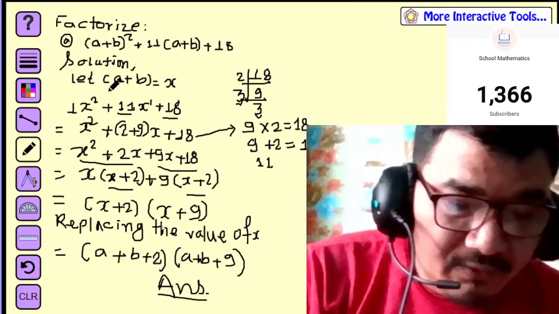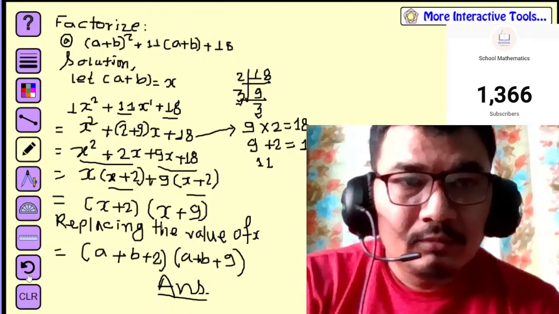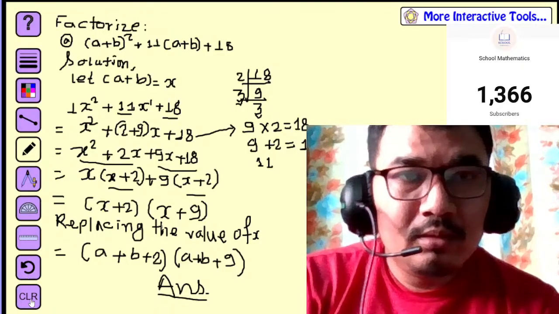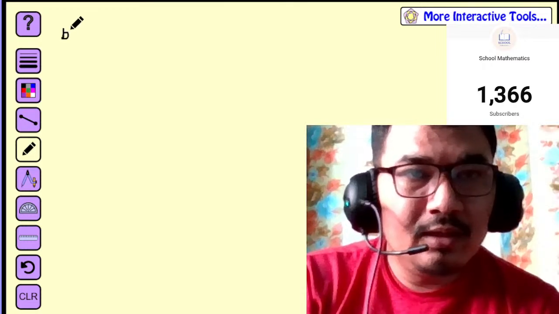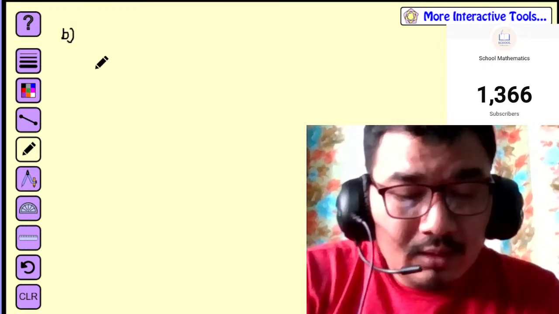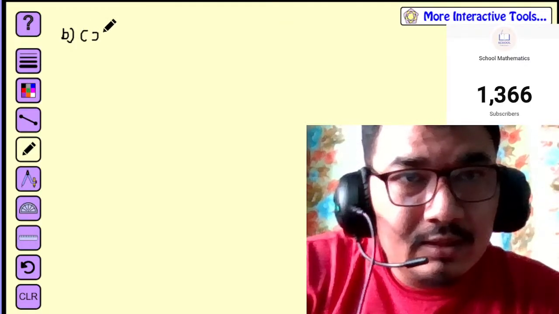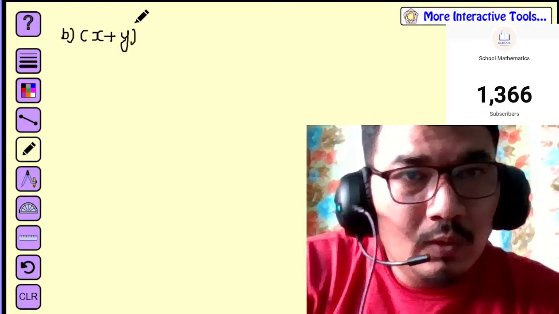Look here, now I am going to give you one more question related to this. This is also factorization. I want to show you here. The question is like this. Look here, x plus y, there is given x plus y whole square.